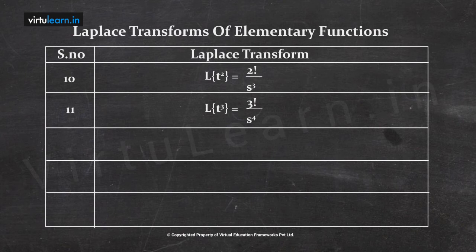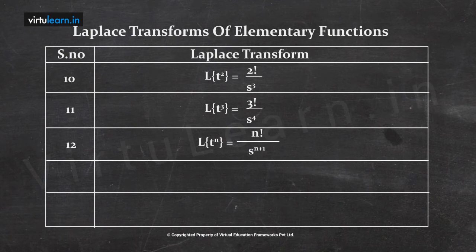Laplace transform of t is 1 by s square. For t square, it is 2 factorial by s cube. For t cube, it is 3 factorial by s power 4. In the same way, by observation of all these, the Laplace transform of t power n equals n factorial by s power n plus 1.